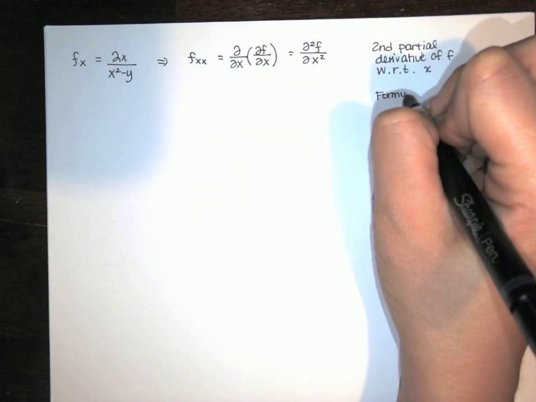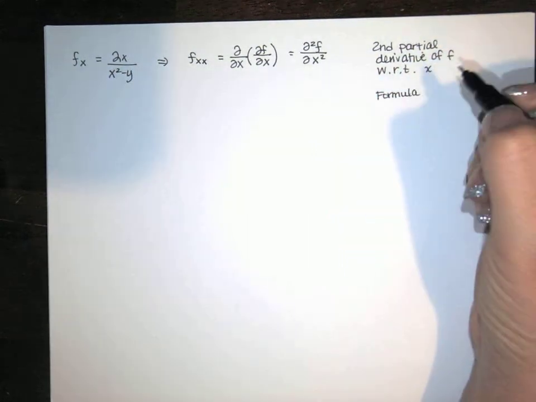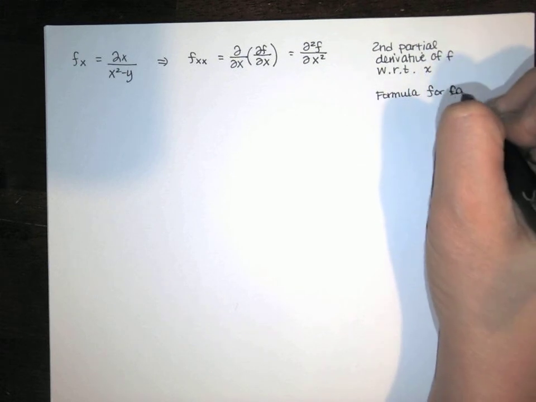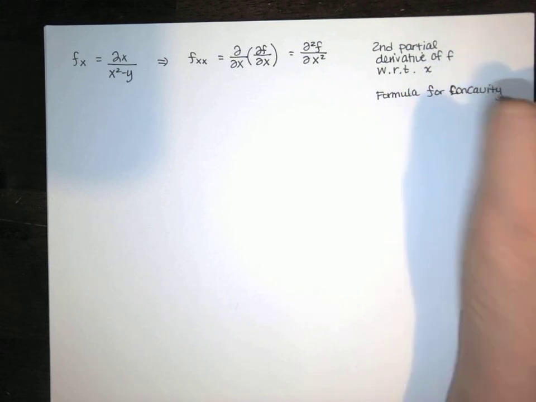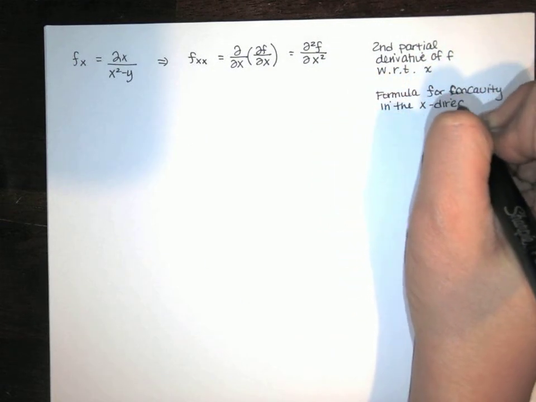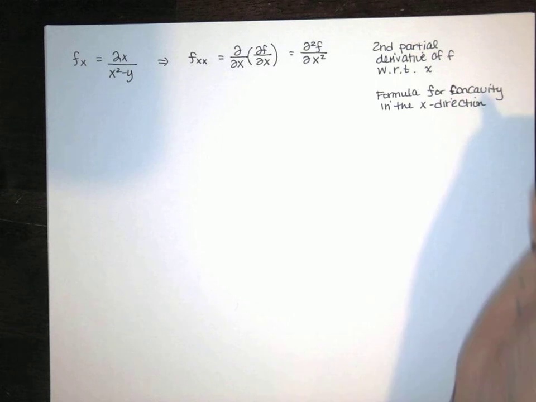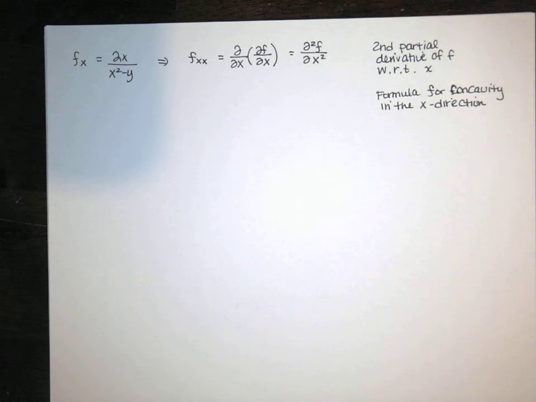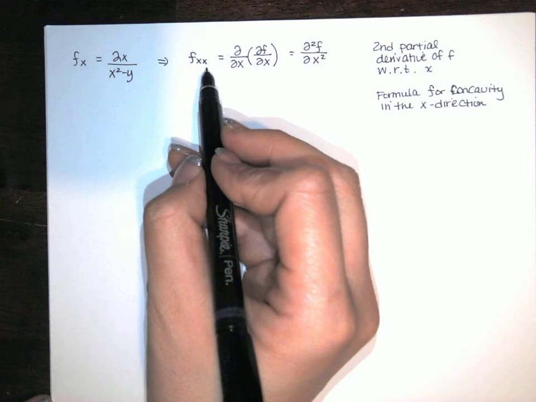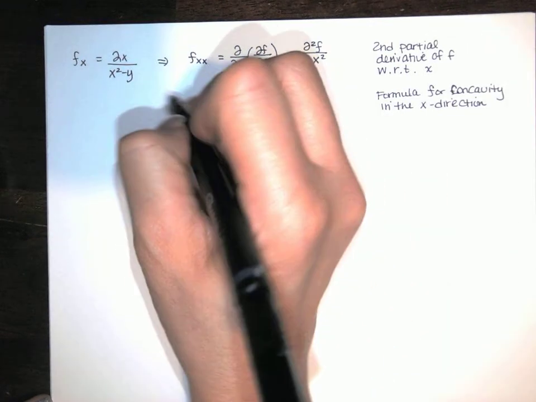And first, it's just a formula for concavity in the x direction. When you plug in a point, that's going to tell you whether the graph is concave up, concave down, or maybe switching from concave up to concave down at a particular xy location. Okay, so let's compute the second partial of f with respect to x for this function.